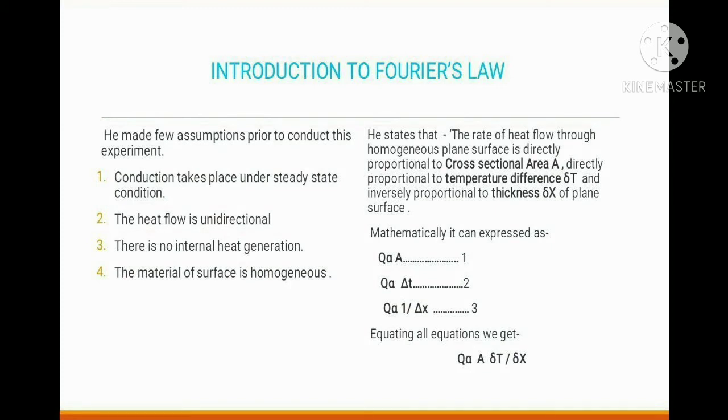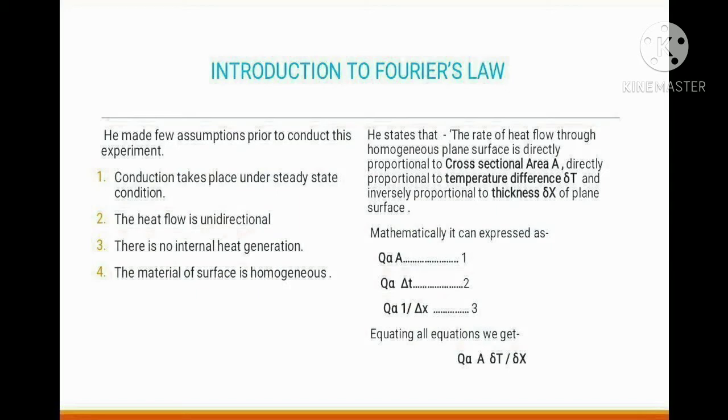Third assumption is that there is no internal heat generation. That means when we supply heat from one surface to the other side, there is no internal heat generation through that surface. And the last, fourth assumption is that the material of the surface is homogeneous. That means the cross-sectional area of the wall is made from a single material throughout, and it does not contain any type of impurity.